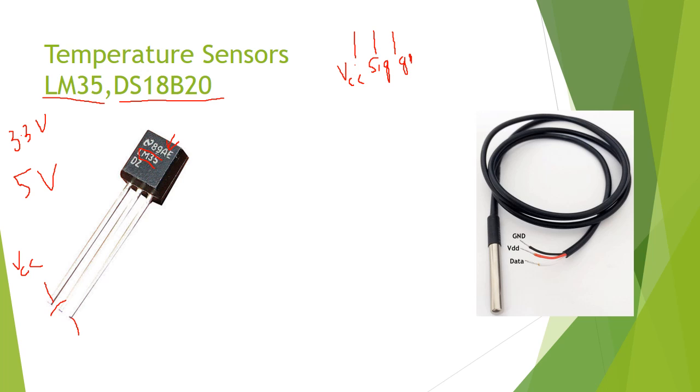Now this LM35 can measure from minus 55 degrees Celsius to 150 degrees Celsius. Now the main purpose is to see what the major difference between these two is.